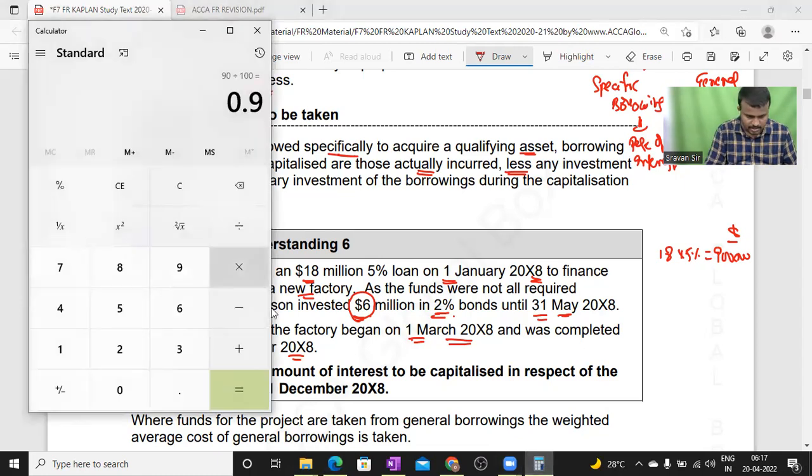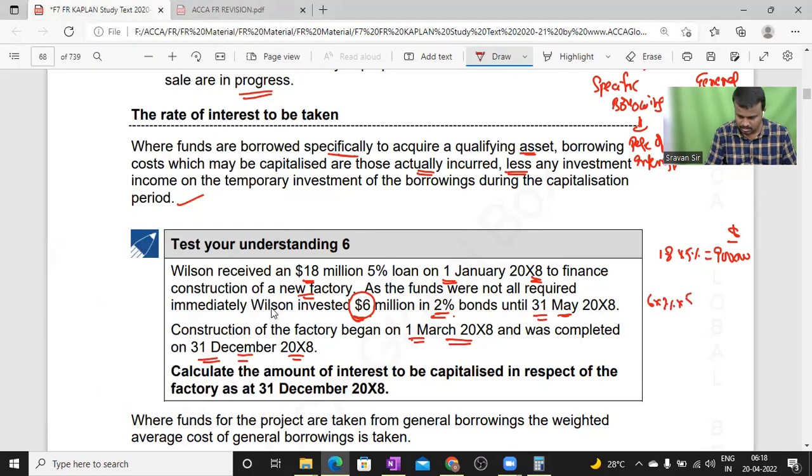So $6 million into 2% into 5 by 12. So how much is the total amount? 50,000. This is the borrowing cost, and this is the income received. So shall we capitalize this amount?